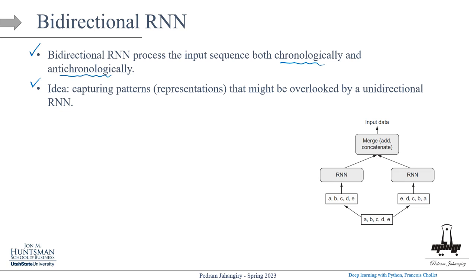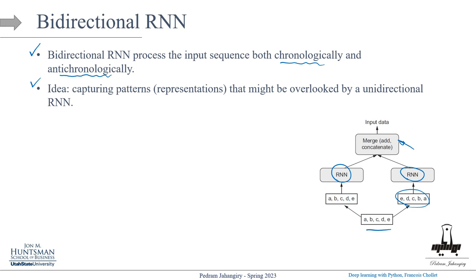Imagine this is text data, right? We can look at it chronologically, A through E, and then pass it to an RNN, or we can look at it anti-chronologically, E to A, and then pass it to an RNN, and we can concatenate the results, right? So that's basically the way that we do it.